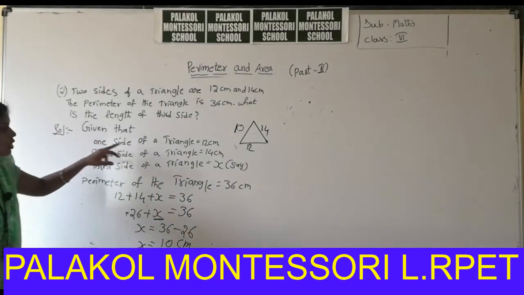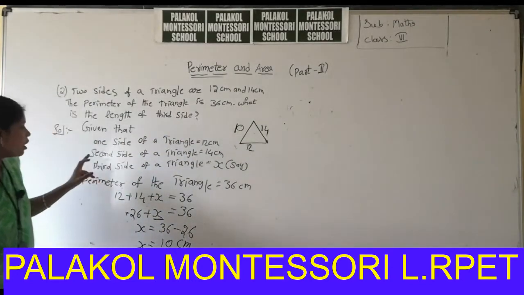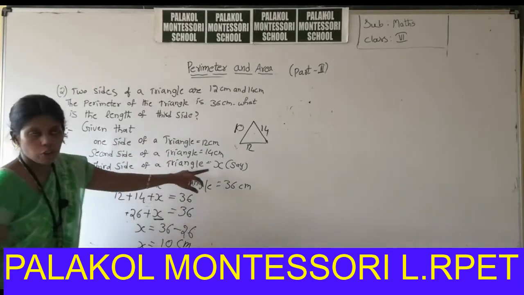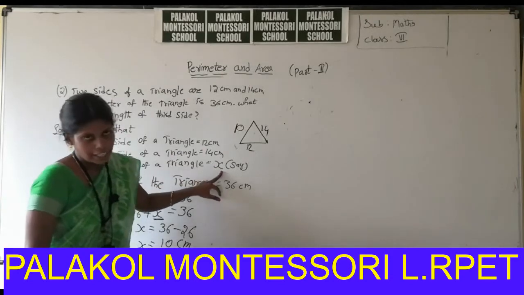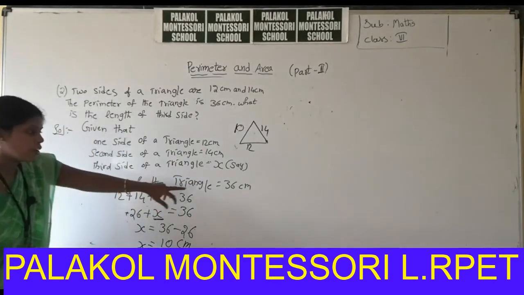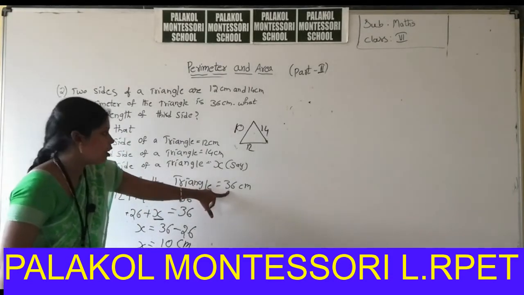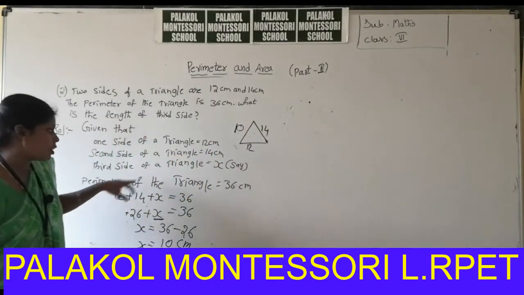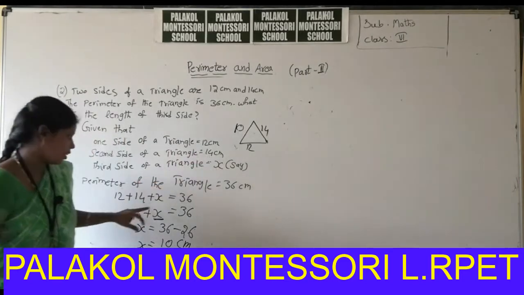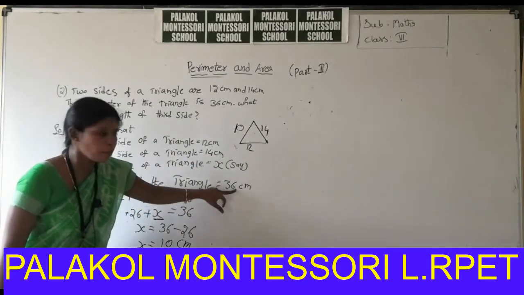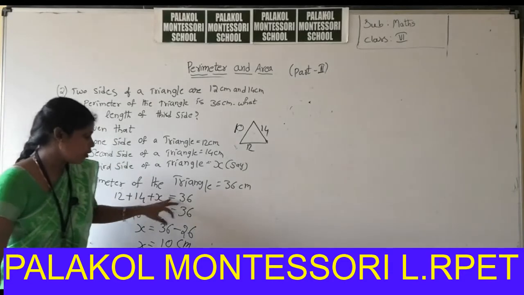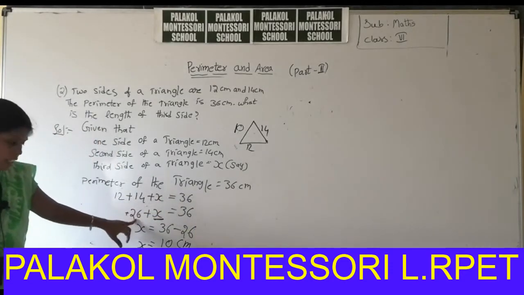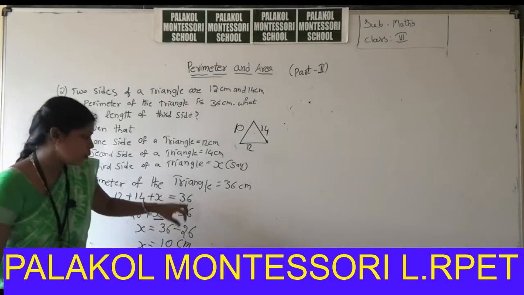Given that one side of a triangle is 12 centimeters, the second side is 14 centimeters, and the third side we don't know, so we can call it x. Given that the perimeter of the triangle is 36 centimeters. We know perimeter means the sum of all the sides of the triangle, that is 12 plus 14 plus x. This is also the perimeter of the triangle. We can equate both these perimeters: 12 plus 14 is 26, plus x is equal to 36.